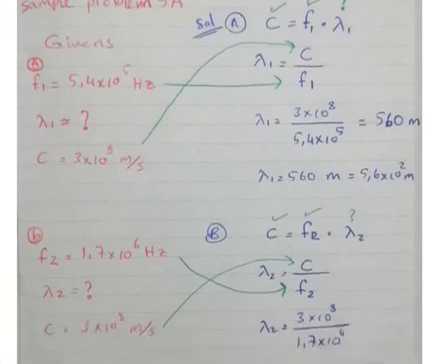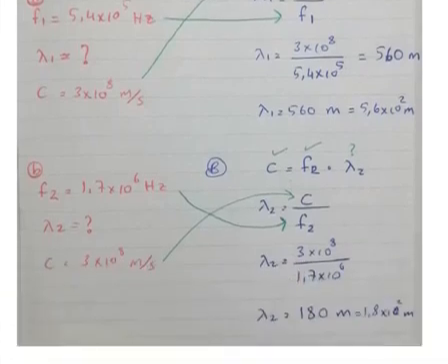The second part of this question says F2 is equal to 1.7 times 10 to the power 6 Hertz. Here F2 is given, lambda 2 is asked, and C is given as the constant 3 times 10 to the power 8 meters per second. We said you have to memorize the speed of light because it will not be given in the question. As you can see in sample problem 5a, the speed of light is not given in the question.